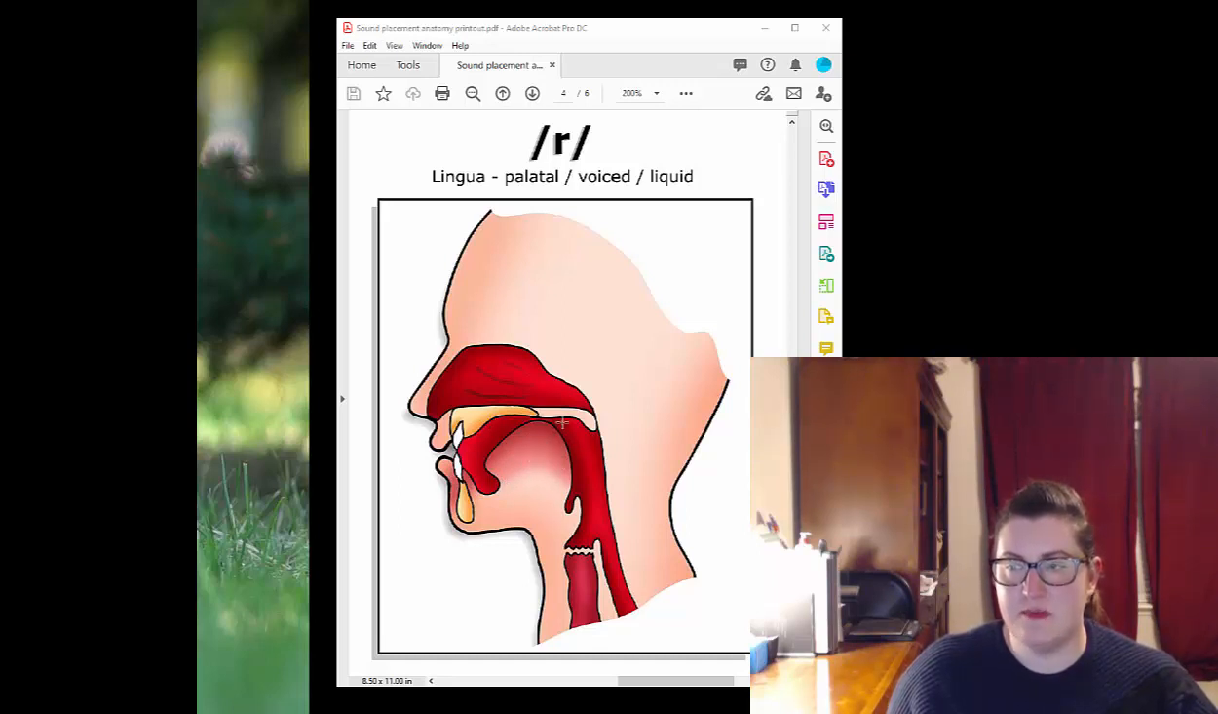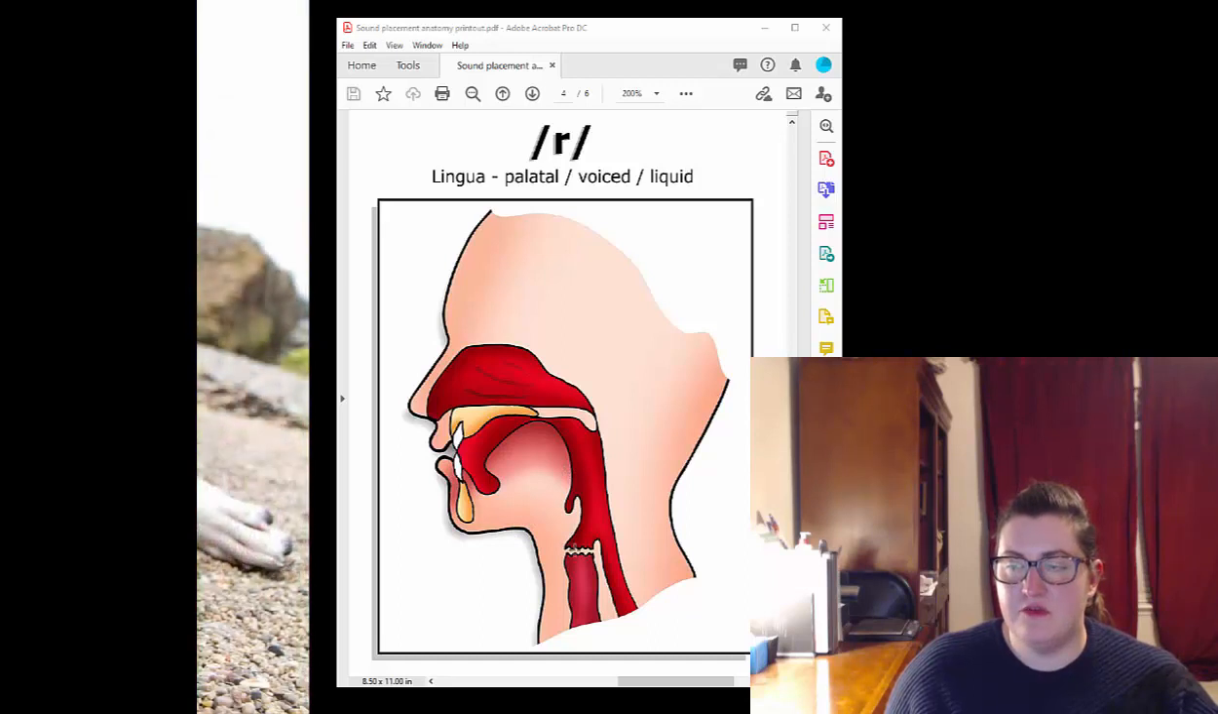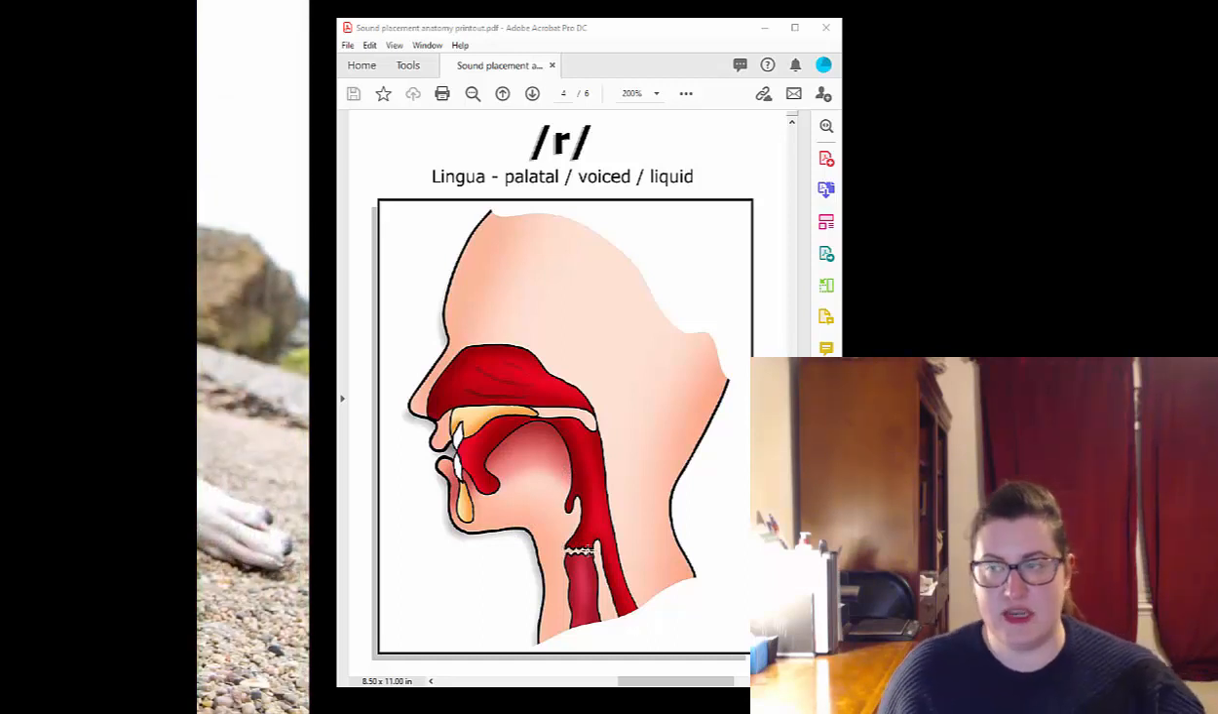The teeth are obviously missing from this picture. They would come across like this if they were in the picture. And then we have the voice action to show that this is a voiced sound. So it being a palatal voiced liquid isn't really so important for people looking to help their kids. If you're a speech pathologist, you already know what that means. Don't worry about that too much.